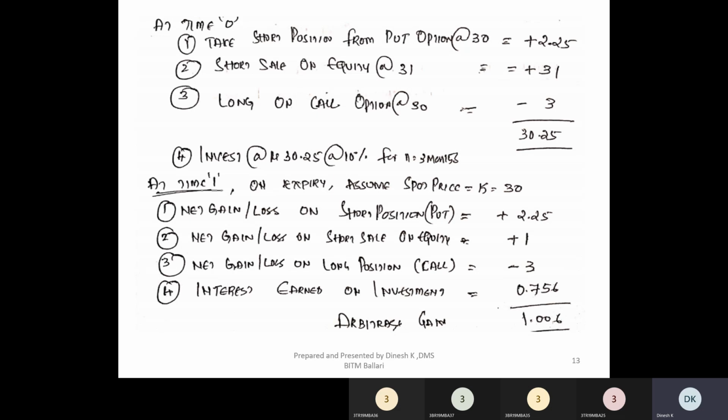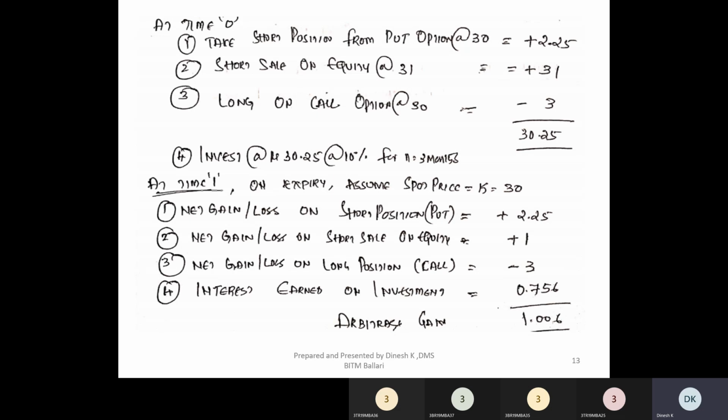Now, 1 rupee is a small value, but the contracts are traded in a lot size, which increases the profit. With zero investment, you can still make a profit as an arbitrage here. This is how the arbitrage opportunity exists in option pricing. Fine. Do you have any questions here? No, sir. Okay, no problem.